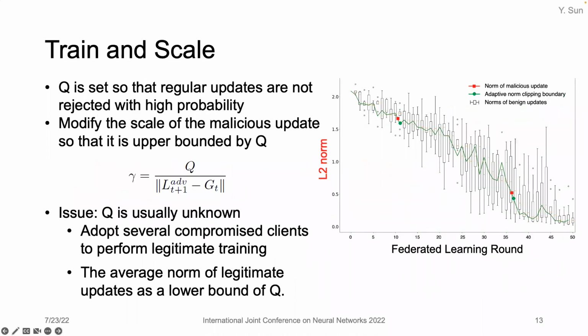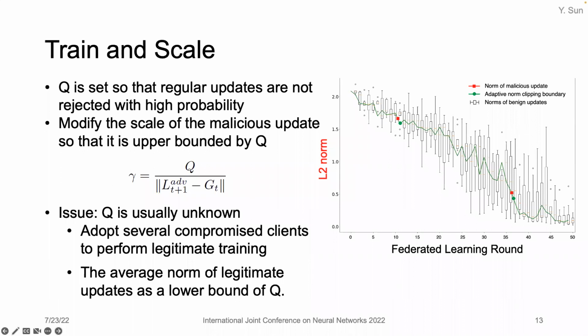On the other hand, from the perspective of the attacker, since the boundary is set so that regular updates are not rejected, the attacker might try to bypass the defense using the trend scale method. First, the adversary modifies the scale of the malicious model update so that it is upper bounded by the threshold Q. As shown in the graph, the norms of malicious updates are bounded by the threshold. They will not be removed by the defense method.